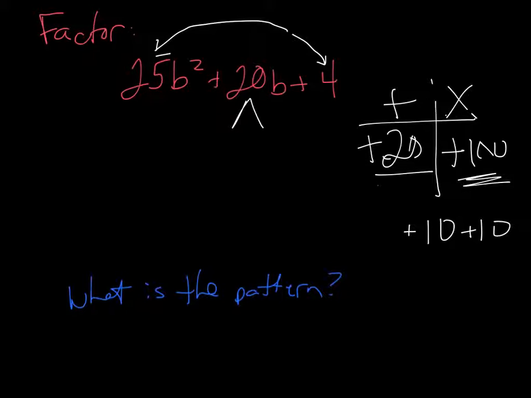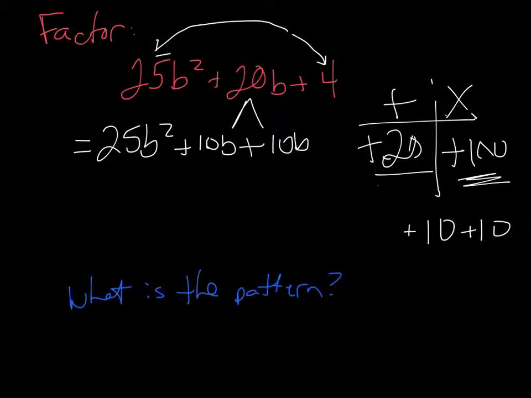So now I'm going to decompose this number, and that's going to give me 25b squared plus 10b, pen's kind of acting up, plus 10b plus 4. The next thing I'm going to do is look for some common factors, and I know in here a common factor in these two terms is 5b, and a common factor in these two terms would be positive 2.